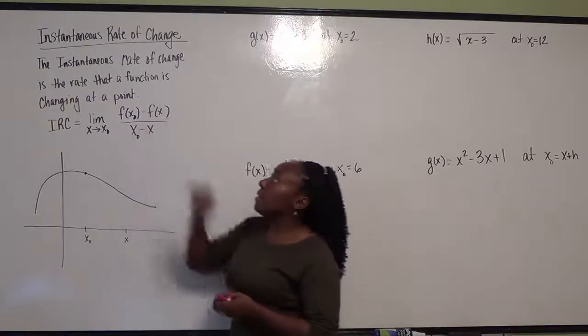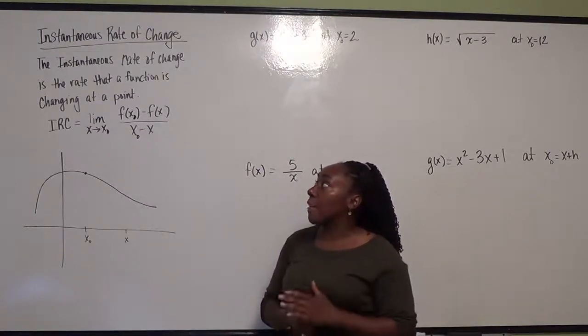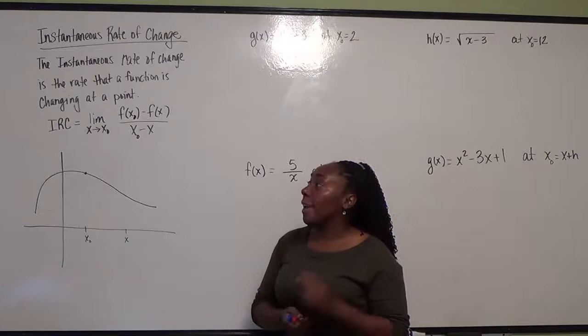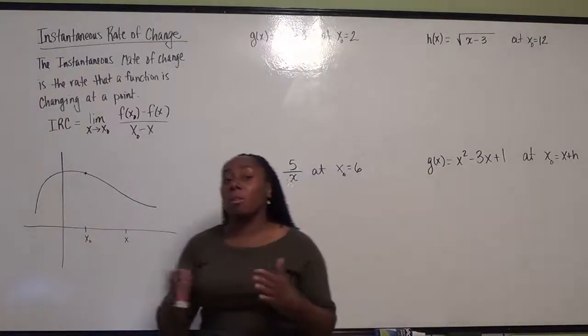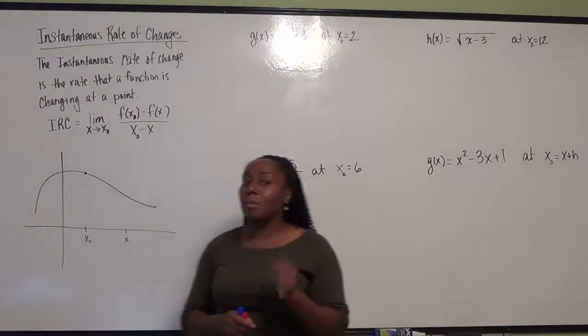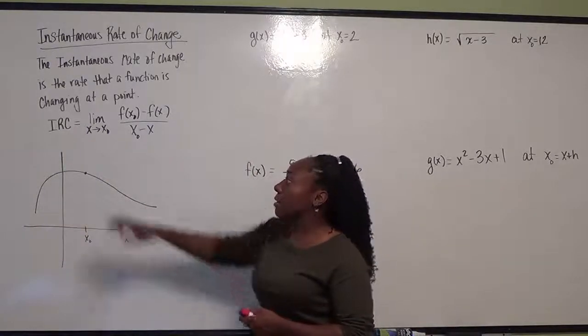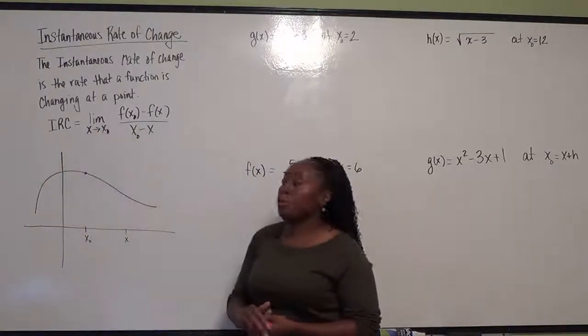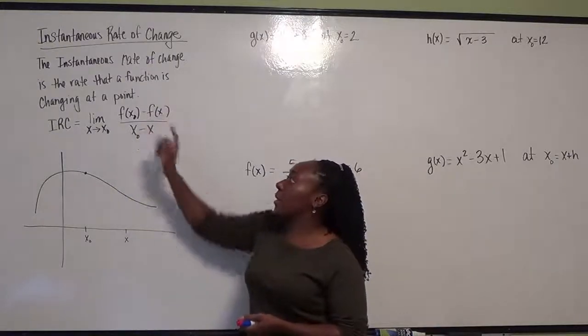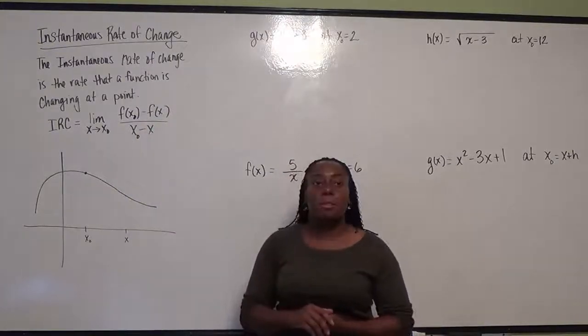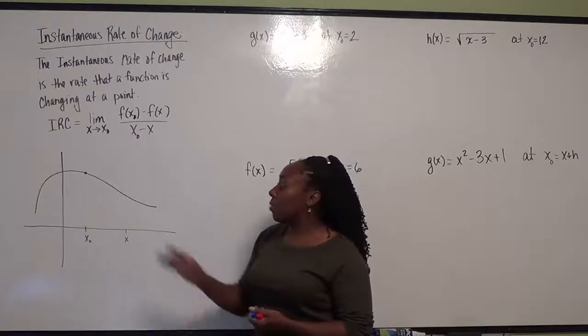The instantaneous rate of change is the rate that a function is changing at a particular point. So no longer over an interval, but at an instant point. And we denote it this way. IRC is the limit as x approaches x naught of f of x naught minus f of x over x naught minus x.